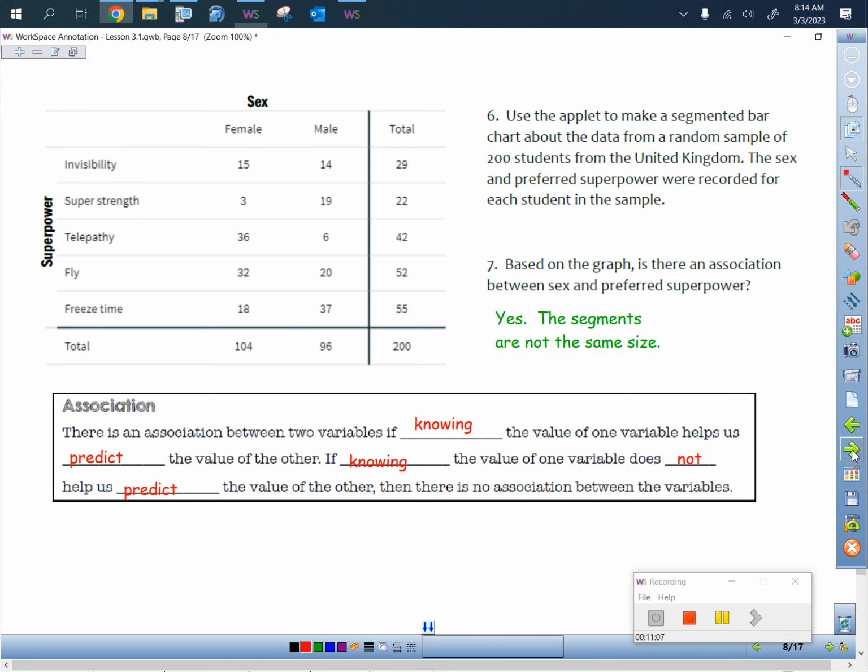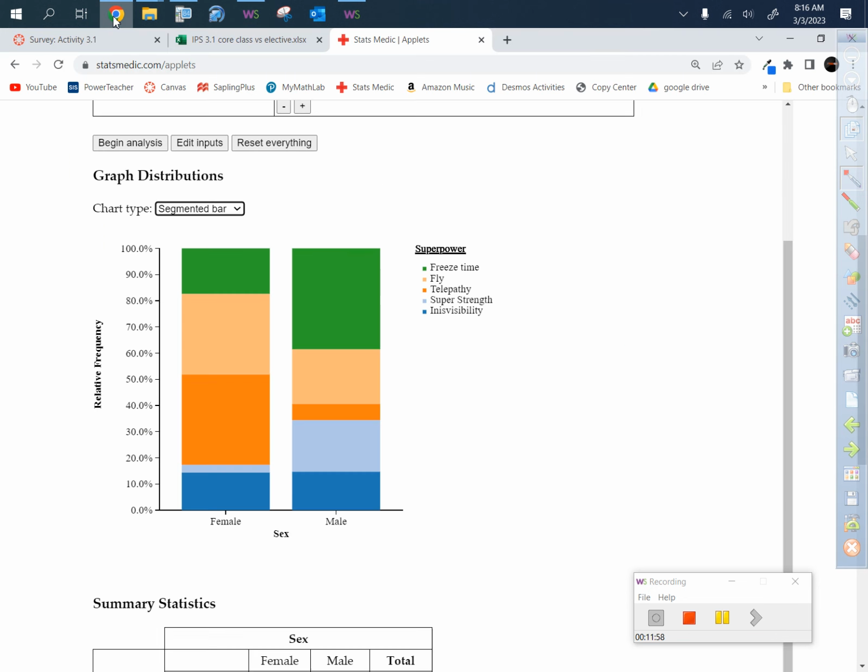You know, that's what that means. There's an association. If you know the value of one variable, like male versus female, then that can help us predict the other value. If knowing the value of one variable does not help us predict, then there's no association, which we'll see shortly. But association, here's the gist of it. If the segments are not the same size, like back here, you see how the two dark blues, the invisibility, are very much the same size. They're only off by 0.2%. Knowing male versus female doesn't give us any clue on who's going to say invisible or not. But versus the super strength, that makes a big difference, versus the telepathy is a big difference, et cetera.